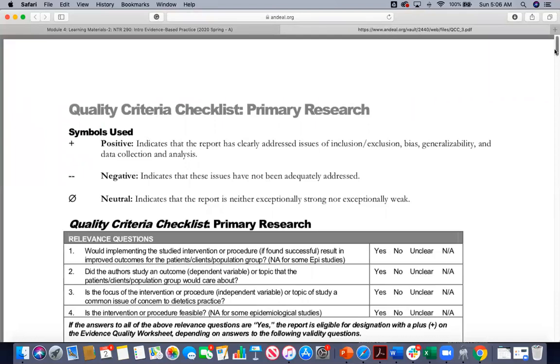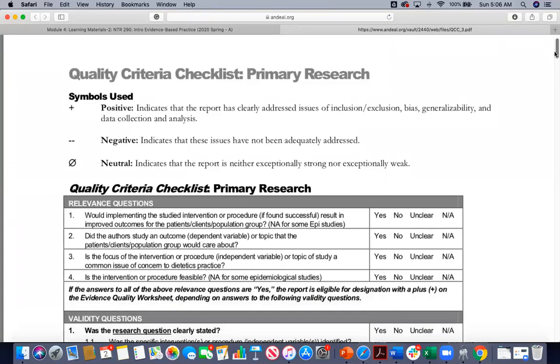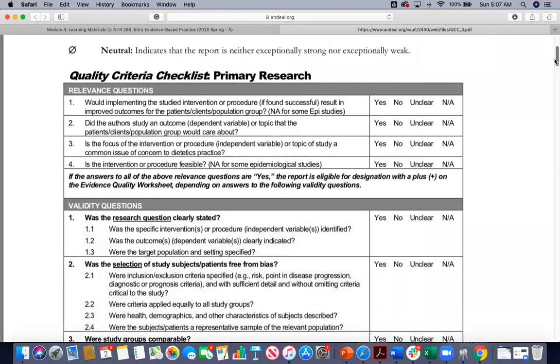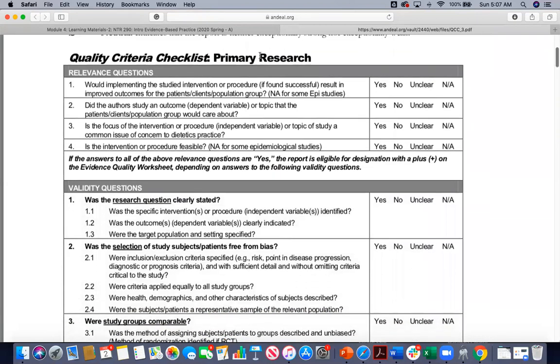So this quality criteria checklist was created by the Academy of Nutrition and Dietetics to really determine if an article is the best that it can be. So this particular checklist is for primary research, which again, all of your articles should be. Remember, secondary research is reviews, systematic reviews, meta-analyses. We're not using any of those. We are using experimental research, randomized control, cohort, cross-sectional, singular, primary research articles.